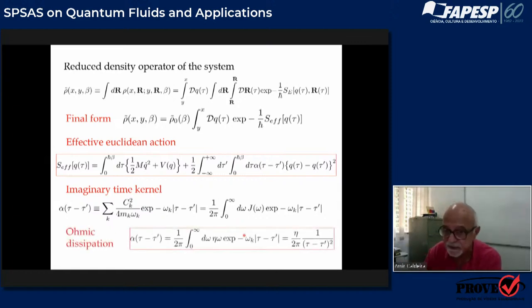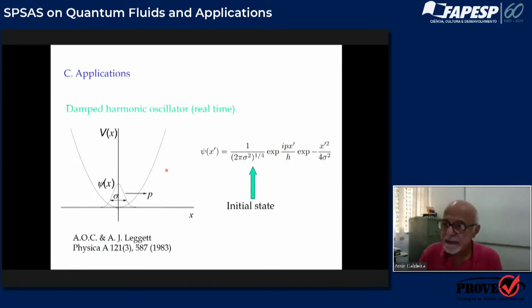When we do that, we end up with this nice kernel, which is eta divided by 2 pi, 1 divided by tau minus tau dash squared. So that's what we have to do. And again, as far as this part here is concerned, it's Gaussian. Again, the difficulty comes here. So I will have to be clever enough in order to propose approximations to deal with this part here. Right, so let's give some applications.